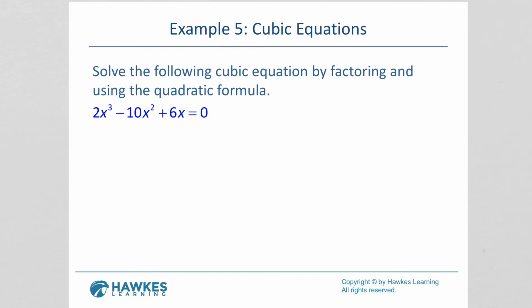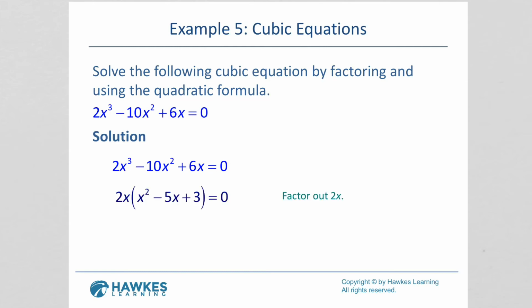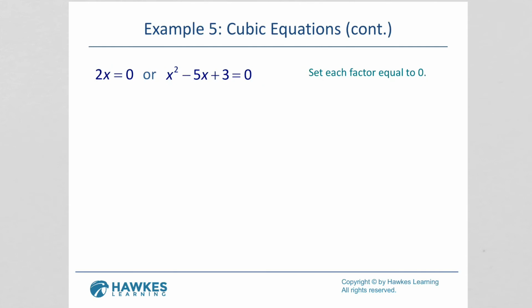Example 5. Solve the following cubic equation by factoring and using the quadratic formula. 2x cubed minus 10x squared plus 6x equals 0. For our solution here, the first thing we're going to do is take out our greatest common factor, which is 2x. That leaves me with x squared minus 5x plus 3. Now I'm going to factor that trinomial.